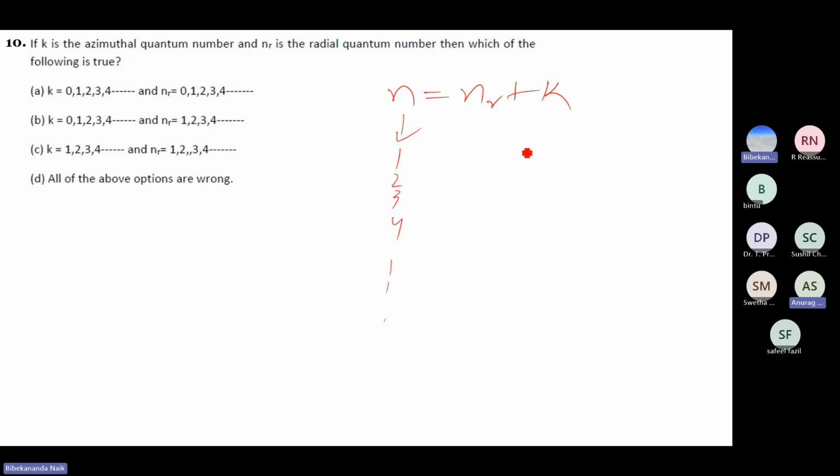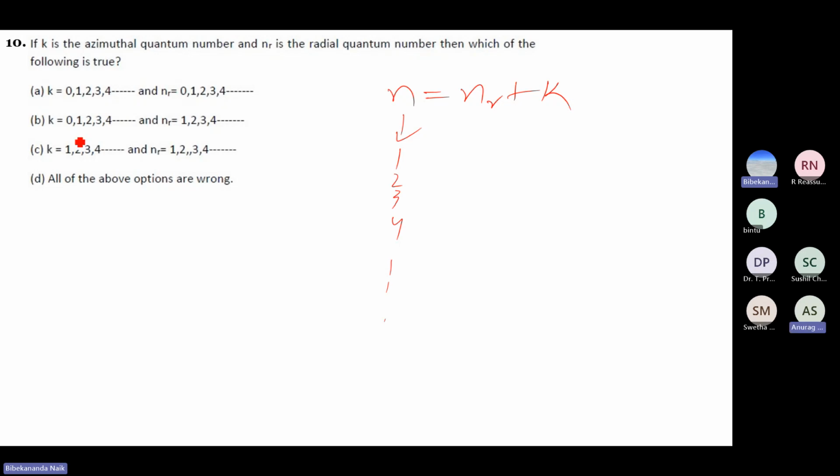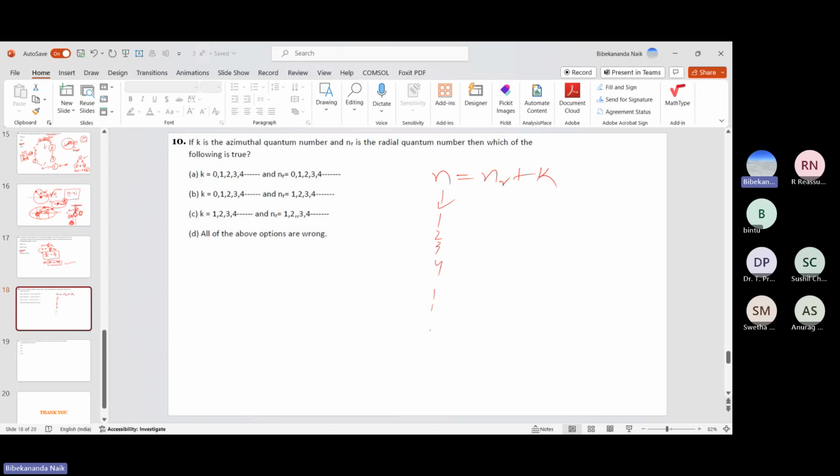No, option C won't be true because it is clear that k won't be having zero values. Once again, I request everyone to mute themselves. There is some unnecessary noise which is coming.